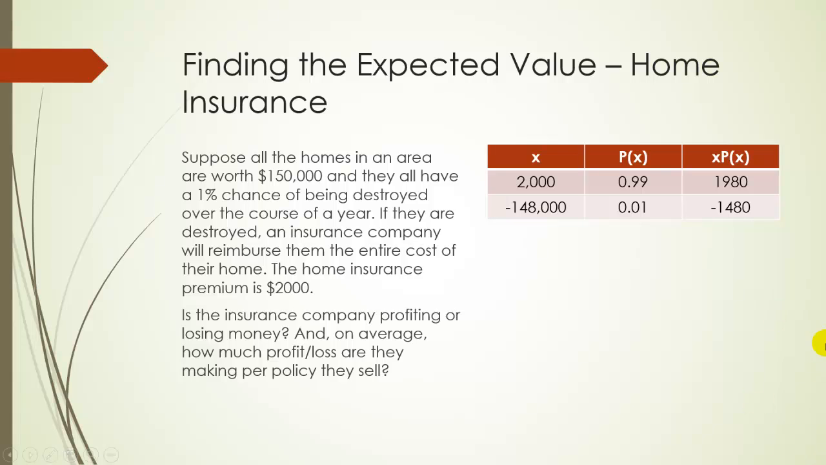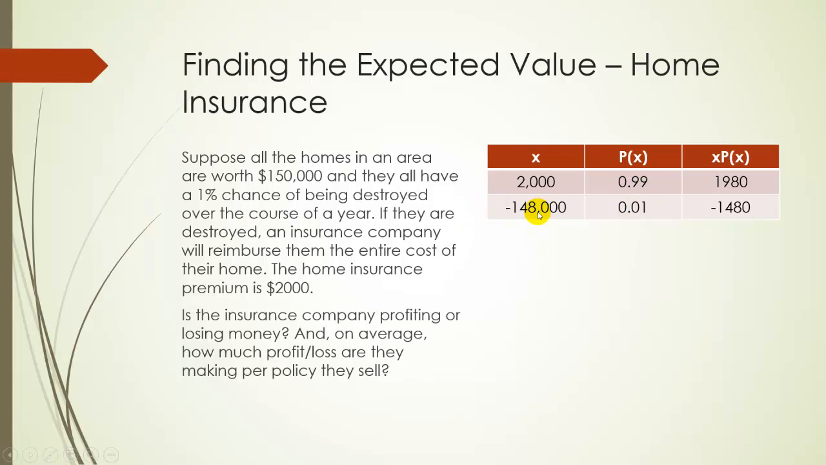The x values, well, let's look at these two situations that are possible. One situation is that nothing happens to the person's home, and the other situation is that they file a claim. In other words, they lost their home. If nothing happens, then the insurance company will make $2,000 and they'll be happy. Most of the time this is going to happen. 99% of the time this will happen because only 1% of the people will file a claim.